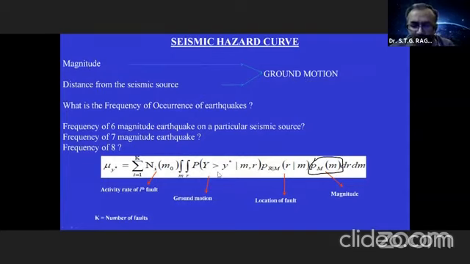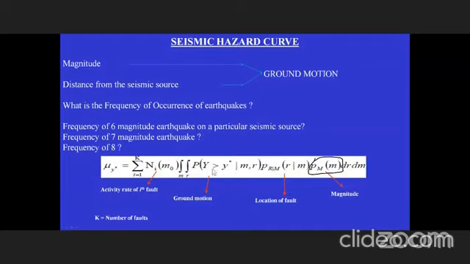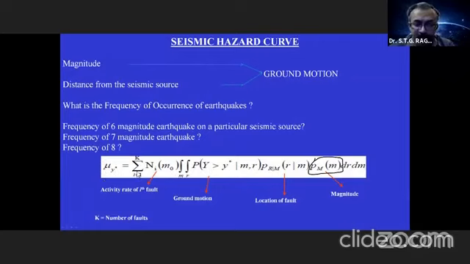Now from the total probability theorem, it can be written as a multiplication of three probabilities: the probability of magnitude, the probability of distance, and the probability associated with the ground motion value. By multiplying these three probabilities, we get the final risk associated with these numbers itself. This approach is very widely available in textbooks also. There is no great mathematics, just the total probability theorem we use.